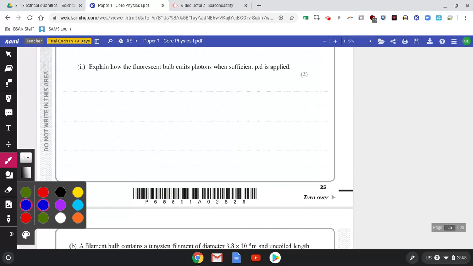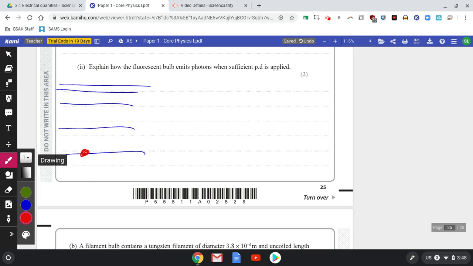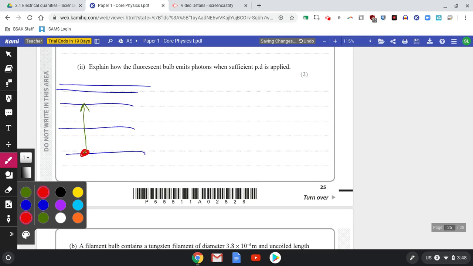But anyway, if you were to draw your energy levels, very crudely, like this, and we have electrons in the ground state. Now, it's electrons passing through because you're applying a potential difference. They're passing through the mercury vapor and it's collisions between the electrons passing through and the electrons in the mercury atoms, and they get knocked up to higher energy levels. And then what do they do? They drop back down and give out photons. So that's where the light comes from.